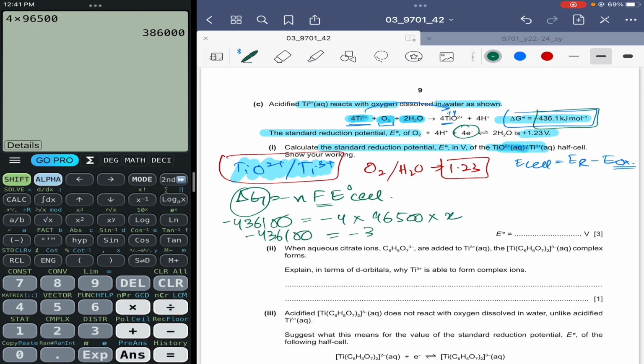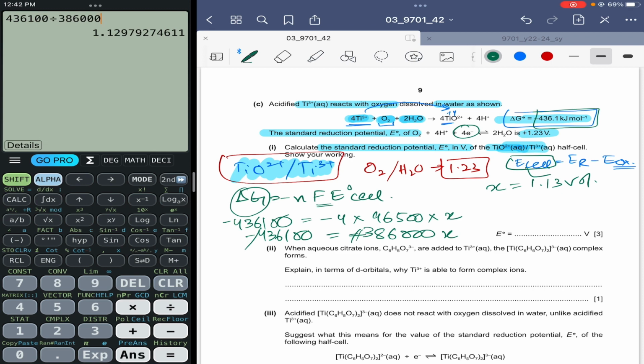So minus 436,100 equals minus 386,000x. Negative signs would be cancelled out, and x would be equal to 436,100 divided by 386,000. So that is 1.13. So this is the cell potential, 1.13 volt. So now we have the cell potential.